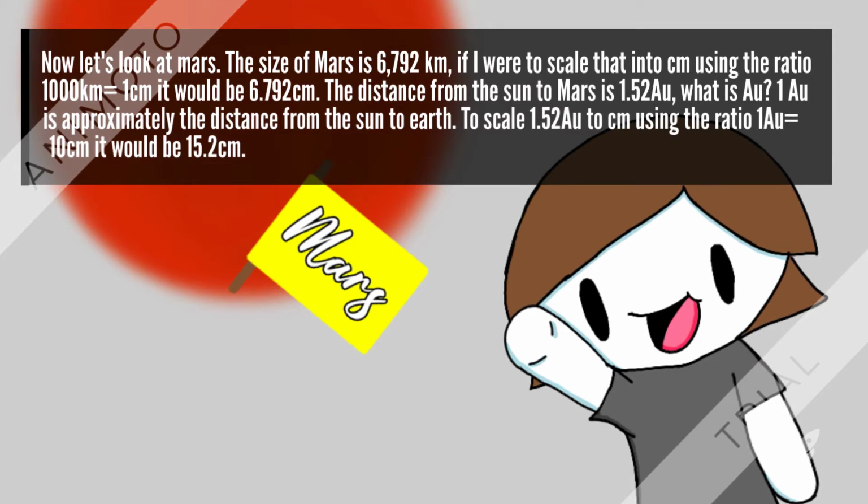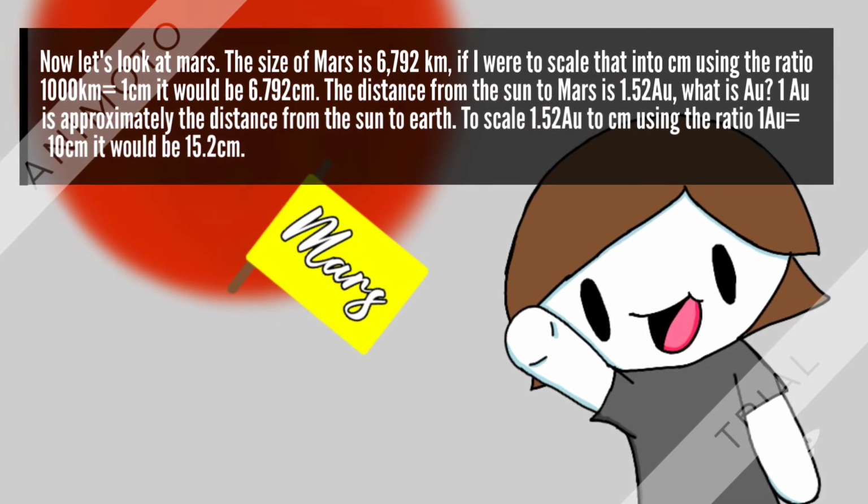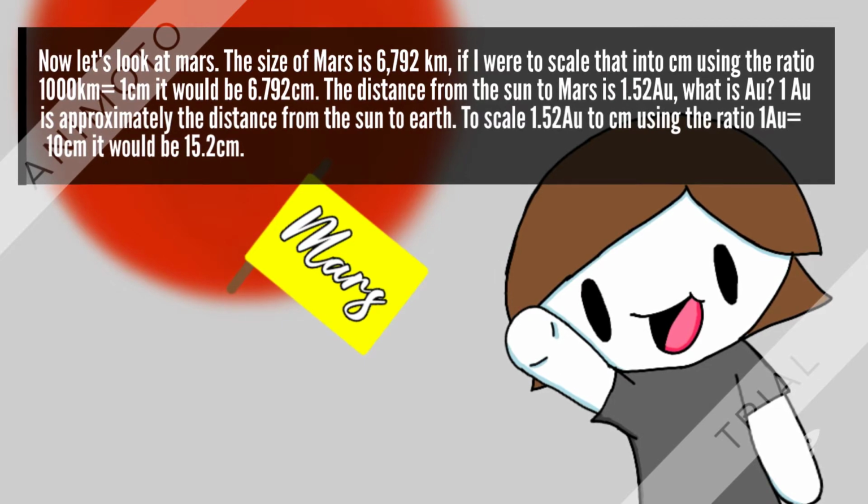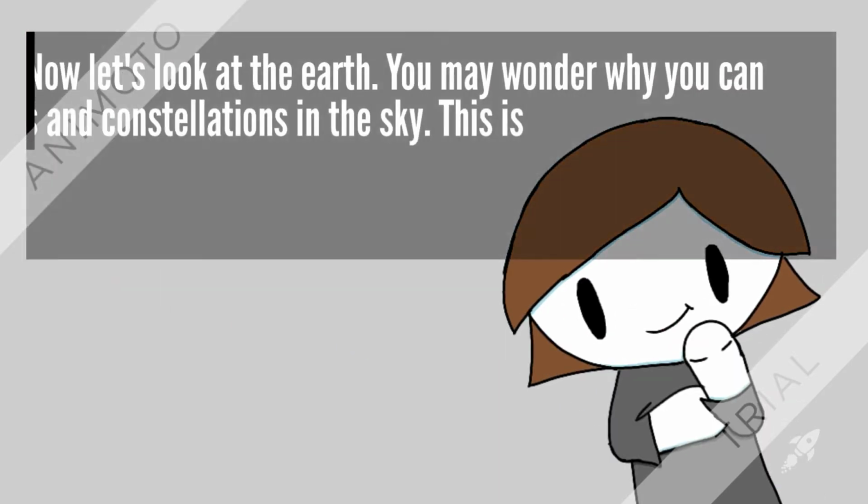1.52 AU. What is an AU? 1 AU is approximately the distance from the sun to Earth. If we scale 1.52 AU to centimeters using the ratio 1 AU equals 10 centimeters, it would be 15.2 centimeters. Now let's look at Earth.